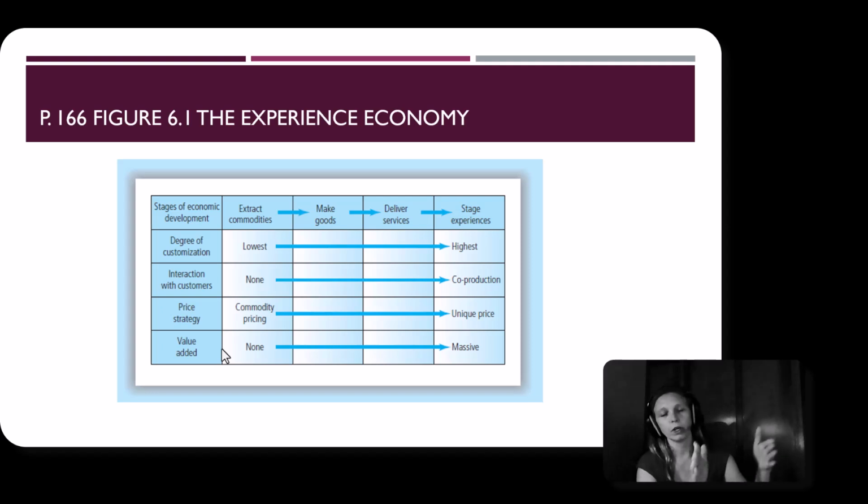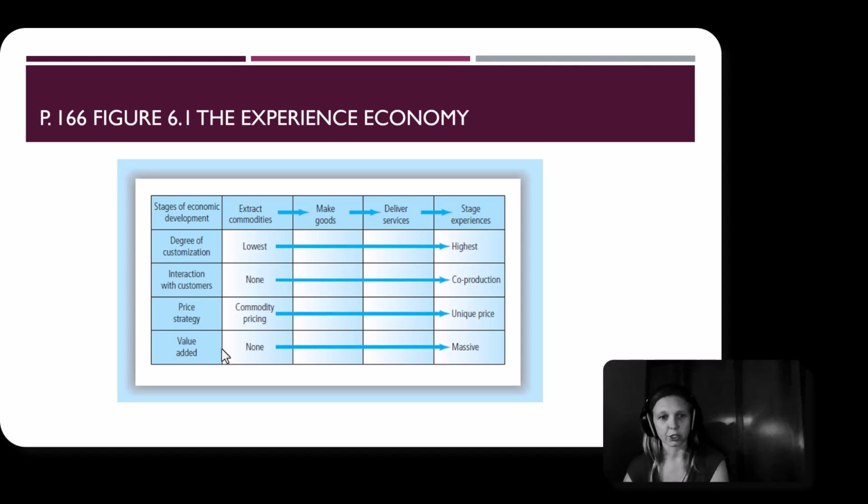As we move more into goods that have variation in features and what they have to offer, into delivery services of those things, services that come along with the goods, and on into stage experiences that are just, we're attending a thing. It's an experience. We don't take anything away with us. We start to see more customization, more interaction with customers, unique pricing strategies, and then a lot of value added.